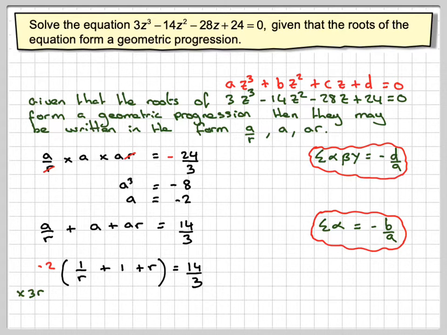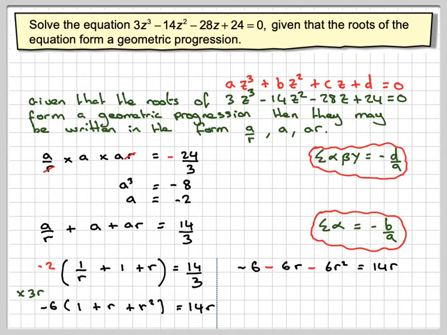And then I'm going to multiply everything through by 3r, which will make that minus 6, and this will make this side 14r. So this will become minus 6 times 1 plus r squared, just to get rid of the fraction there, is equal to 14r. Multiplying through by minus 6, we get minus 6 minus 6r minus 6r squared is equal to 14r.